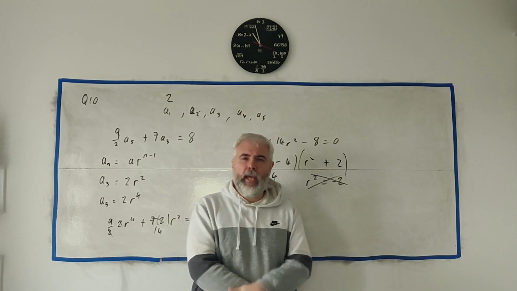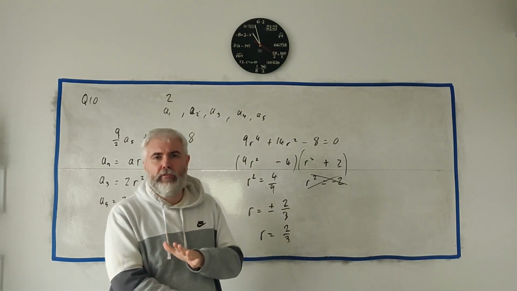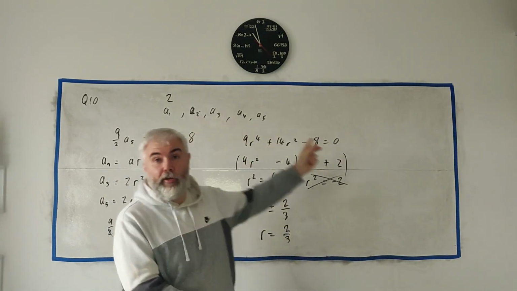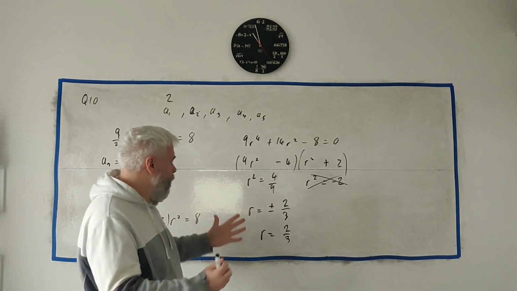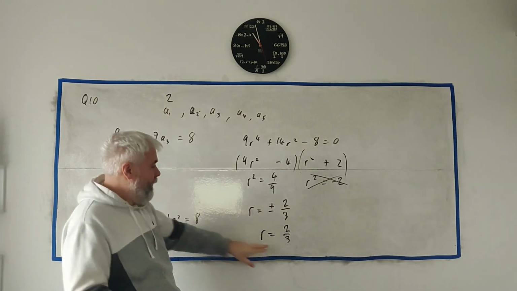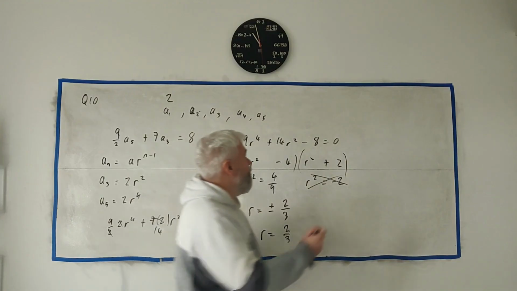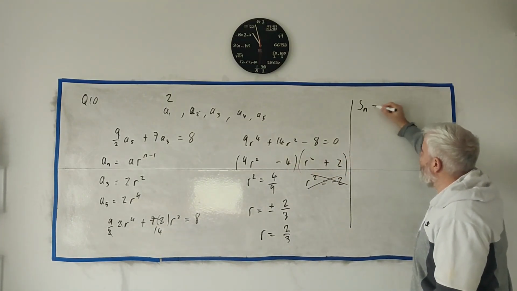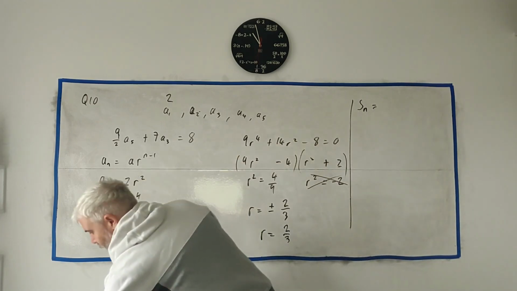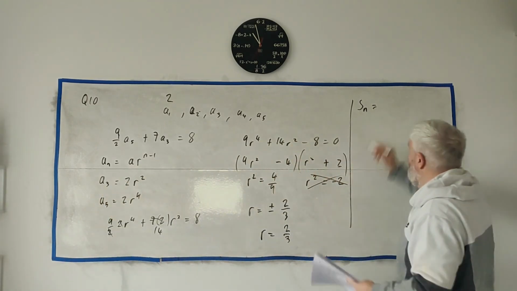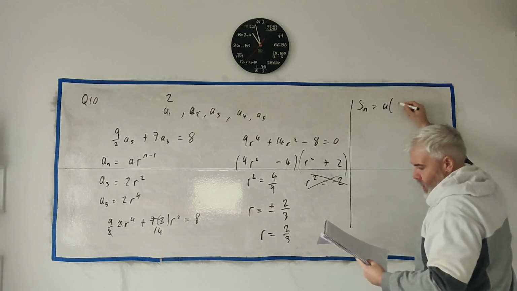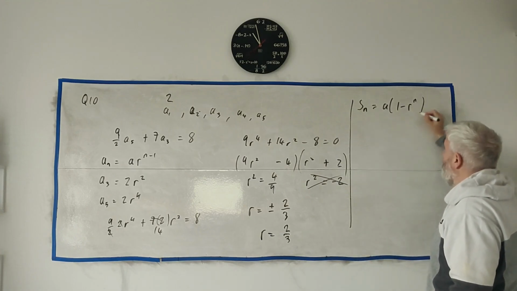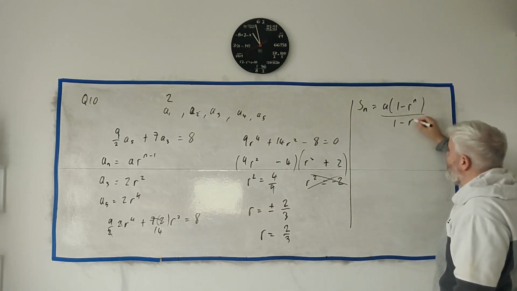Part B is kept quite simple. They just ask you to find the sum of the first 20 terms. Should be quite straightforward. We know everything now. We know a and we know r. So the sum of the first n terms is gotten by the formula. Sn is equal to a multiplied by 1 minus r to the power of n, divided by 1 minus r.